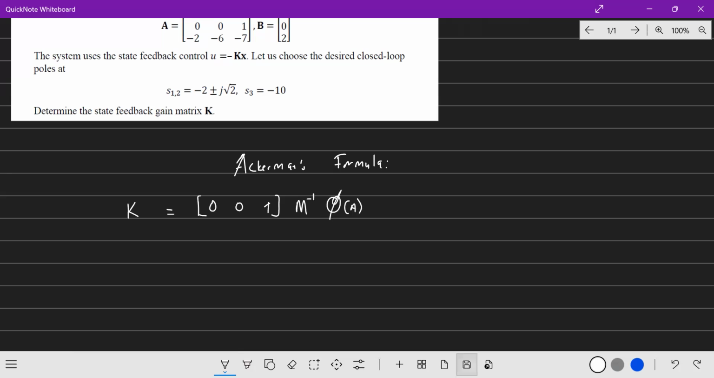What is M inverse? Should we discuss it now? Shall we? So what is M inverse? Okay, so the M inverse is simply the inverse of the controllability matrix.